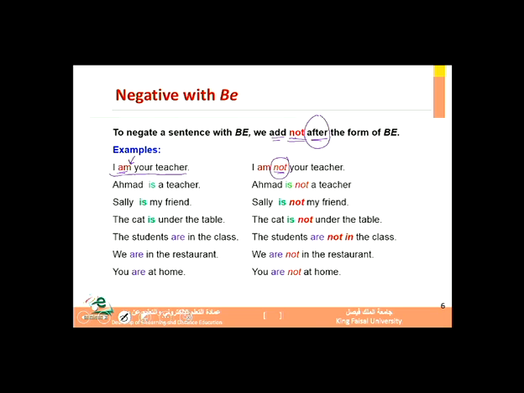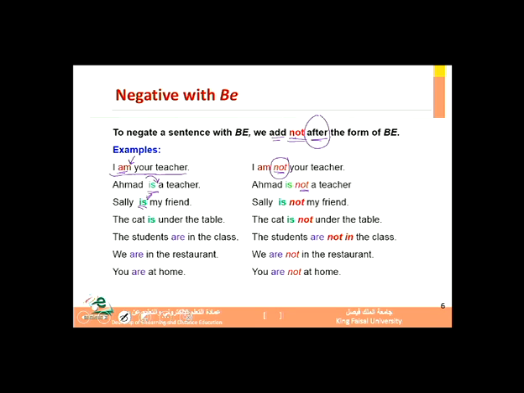Ahmed is a teacher. Again, this is verb to be. Make this sentence negative. Add not after verb to be. Ahmed is not a teacher. Sally is my friend. That is verb to be. You need to make this sentence negative. You add the negation particle after verb to be. Sally is not my friend.